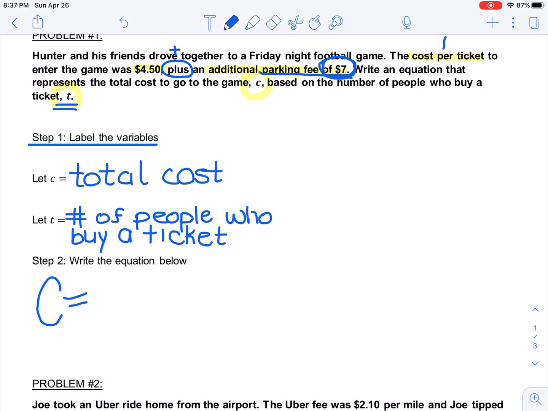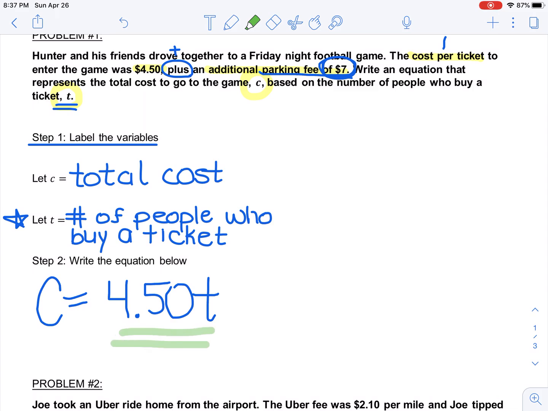So I know the total cost to go to this game is going to be, well, $4.50, and each person has to pay that. So each ticket costs $4.50. So $4.50 T, and we define T as the number of people who buy a ticket. So I know I'm going to multiply $4.50 times T. Now, if you remember, and I had a bunch of my students maybe even just forget this, this represents multiplication.